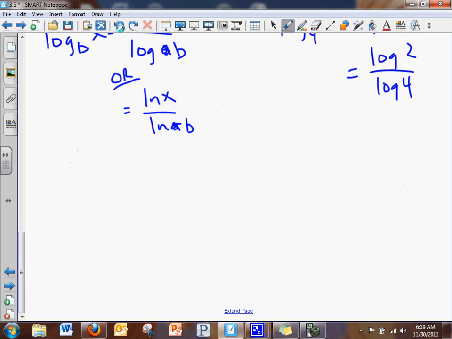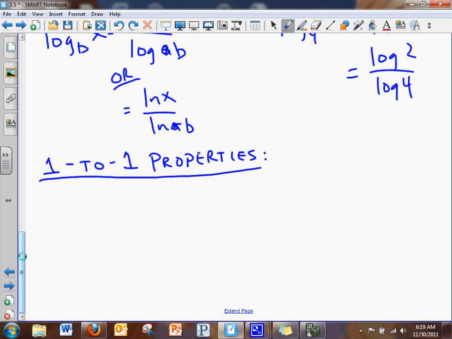Two new things that we're going to use in the next video. I'm going to call these one-to-one properties. They're obvious properties, but let's just write them down and I can refer to them later. The first one is if I have two things that have the same base but a different exponent, then obviously the exponents have to be equal. They're called the one-to-one properties because if the bases are the same, there's only one solution. The exponents have to be equal. It's one-to-one.